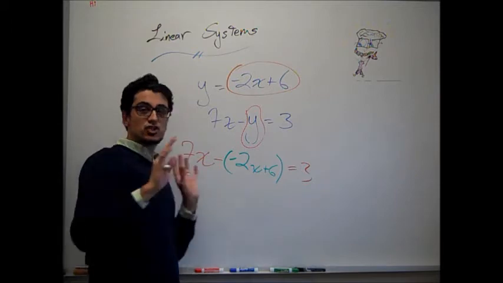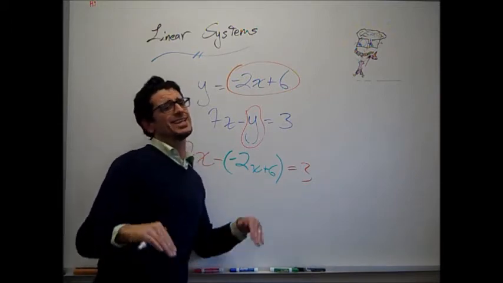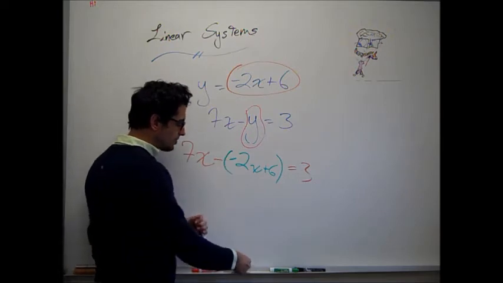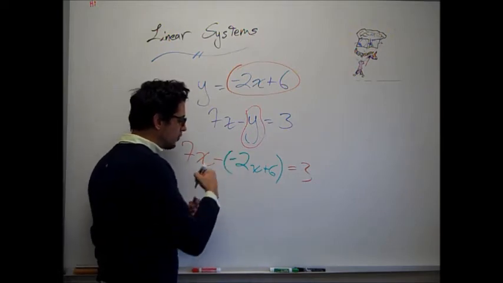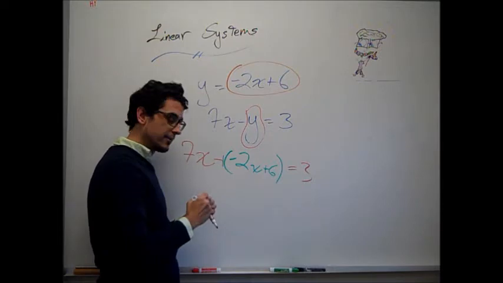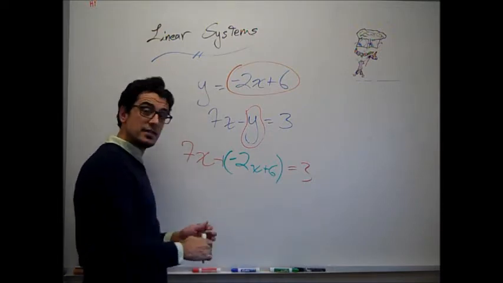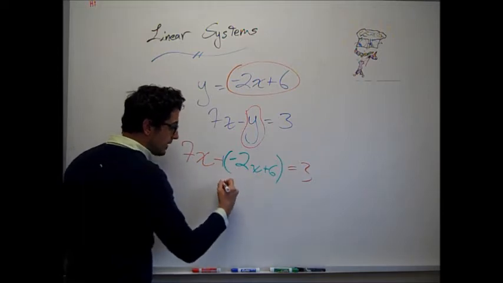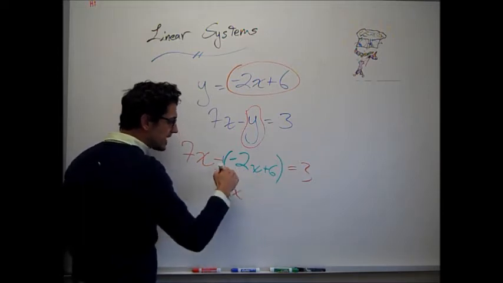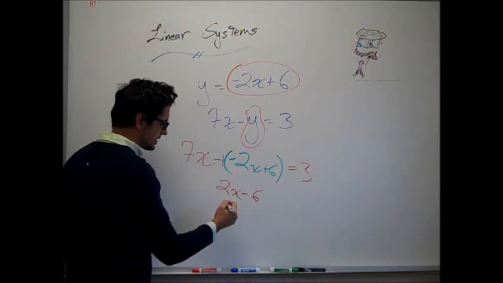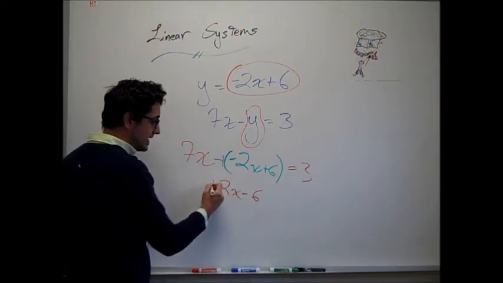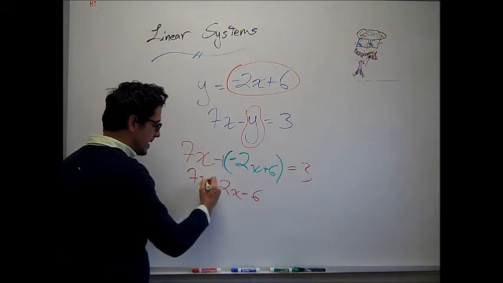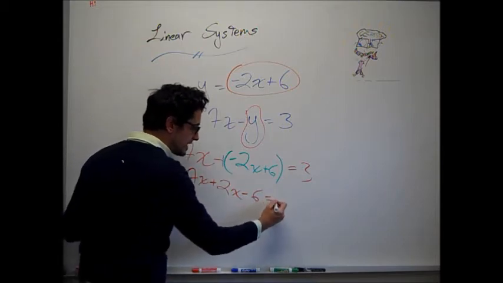So now, I'm going to go ahead and solve for x. The first thing that I do is distribute this negative 1, which is hidden there, into the parentheses. Using the distributive property, negative 1 times negative 2x gives me a positive 2x, and negative 1 times 6 gives me negative 6. Since this is a positive 2x now, because negative times negative is a positive, I've got 7x plus 2x minus 6 is equal to 3.